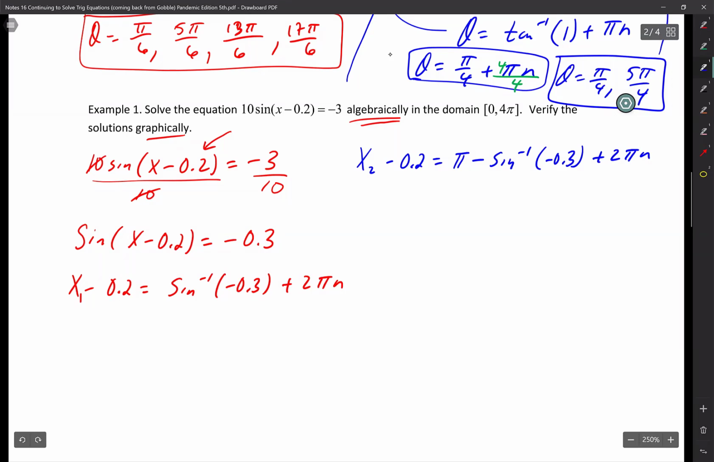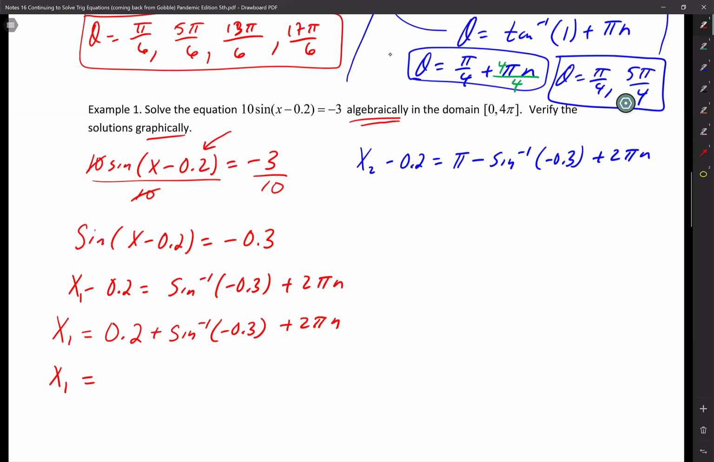I'm going to jump back to my equation in red. All I'm going to do is move the 0.2, x1 equals, and I like to put the 0.2 here in the front. That way no one gets confused with the n over there. 0.2 plus arc sine of negative 0.3 plus 2 pi n. And we'll figure out what that general equation is in a little bit with Desmos.